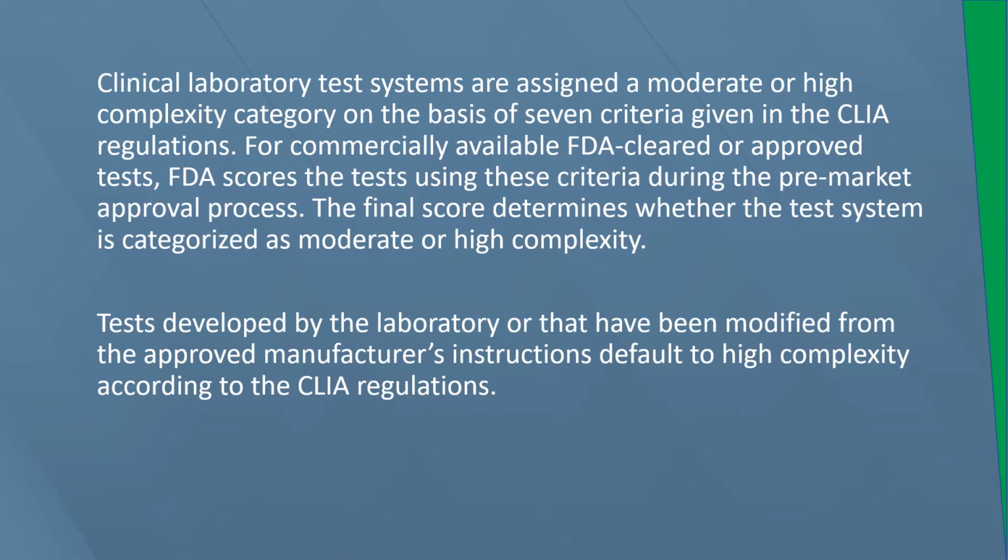Clinical laboratory test systems are assigned a moderate or high complexity category on the basis of 7 criteria given in the CLIA regulations. For commercially available FDA-cleared or approved tests, FDA scores the tests using these criteria during the pre-market approval process. The final score determines whether the test system is categorized as moderate or high complexity. Tests developed by the laboratory or that have been modified from the approved manufacturer's instructions default to high complexity according to the CLIA regulations.